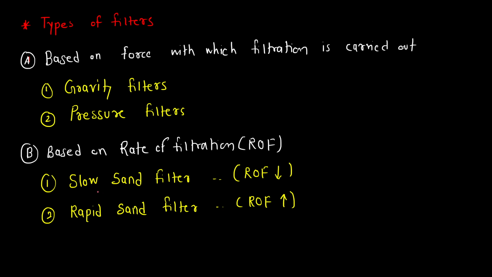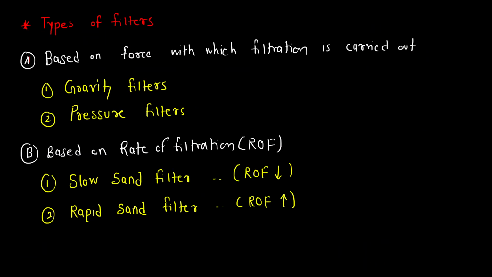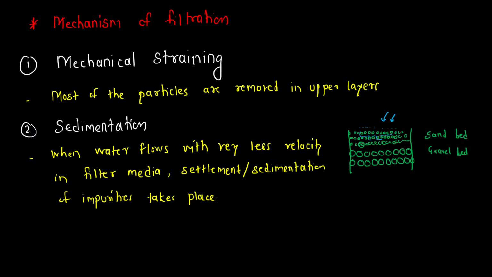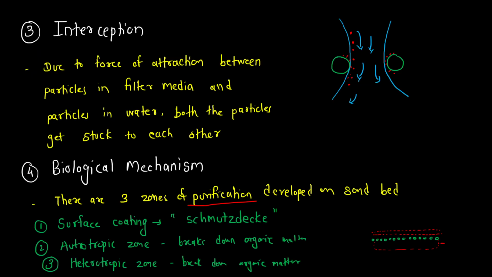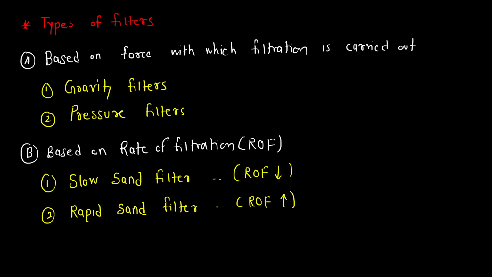Okay, so in the previous video we have seen the various types of filters, the basic idea about filtration, what is filter media, and the mechanisms in the filtration process. Now we are going to see the first and the most important type of filter, that is called the slow sand filter. The slow sand filter and rapid sand filter are the classification of filters based on the rate of filtration. So first we will see what is this rate of filtration.